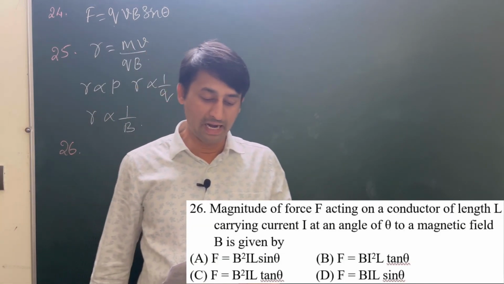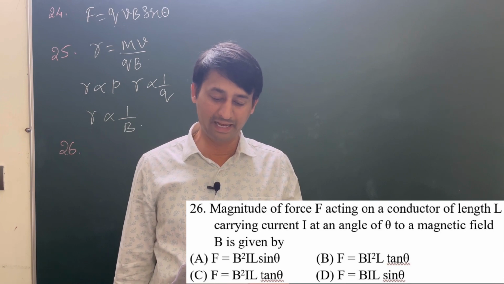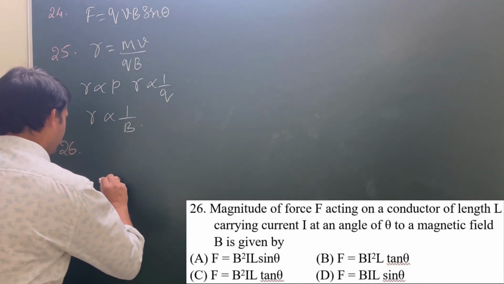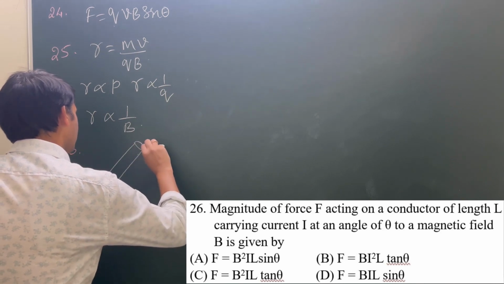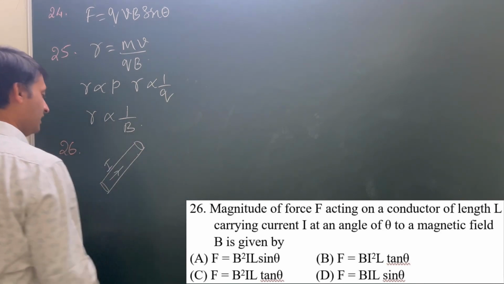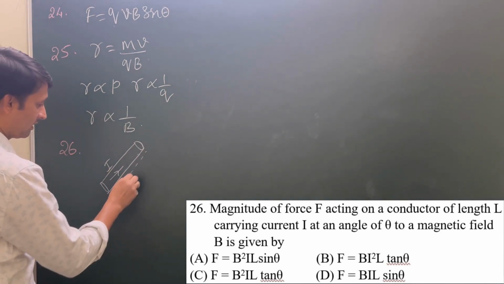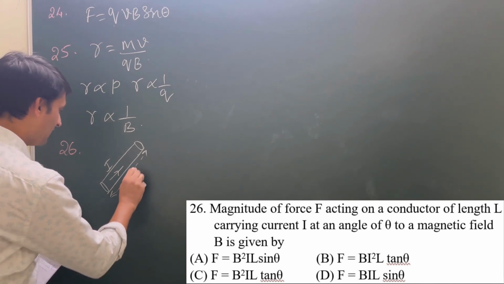Magnitude of force acting on a conductor of length L carrying current I at an angle theta to a magnetic field is given by... Now let's take a conductor which is carrying a current I here, and the length of the conductor is L. Length of the conductor is capital L.